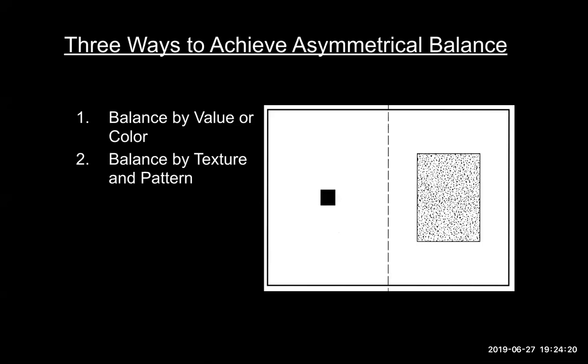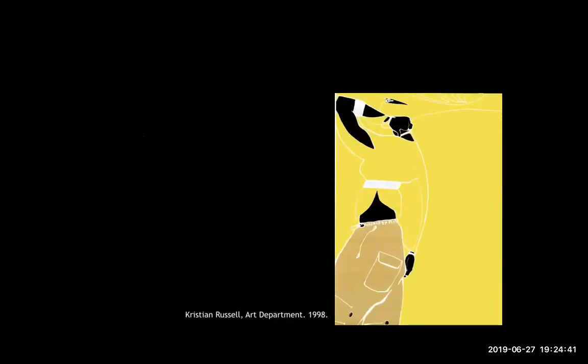Okay, so you can balance by value or color. You can balance by texture and pattern. Oh, no, why isn't it going forward? My goodness. Let me see. There we go. Balance by position and eye direction. I think we have examples of all these.